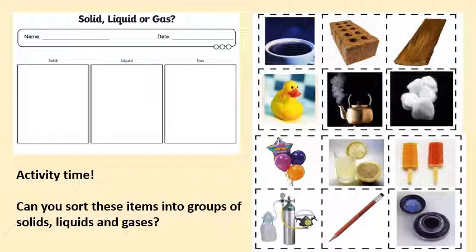So on the assignment, you should have a worksheet that looks like this, and you will also have a document that has some pictures. There are actually 4 pages to the pictures, but I've just put 2 here to show you. And what you have to do is to sort these items into whether you think they are a solid, a liquid or a gas. So do you think that a brick, for example, should be a solid, a liquid or a gas?